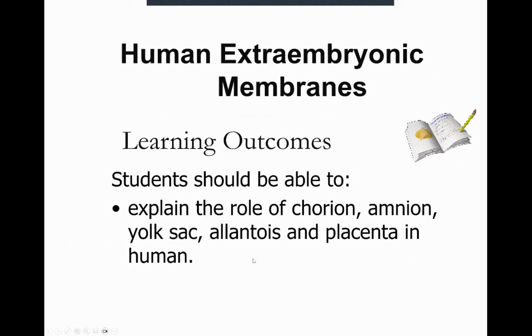Okay, now let's discuss the extra embryonic membranes. We will see the role of chorion, amnion, yolk sac, allantois, and placenta. You might be wondering, madam, earlier you said 4, right? That is because chorion and placenta are somehow related. Can you follow? Okay.